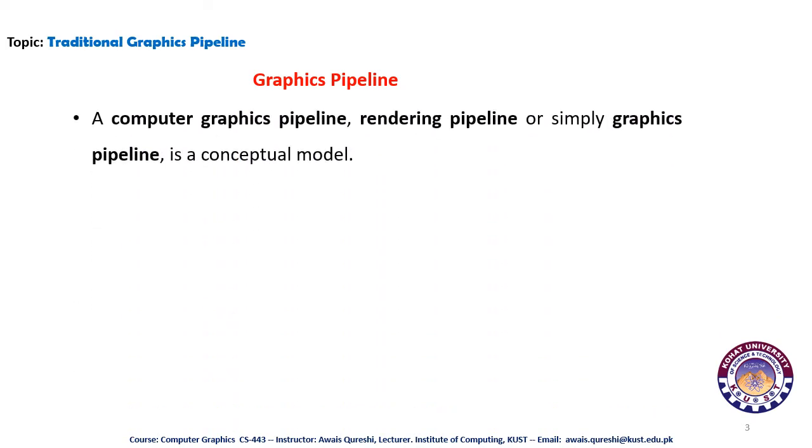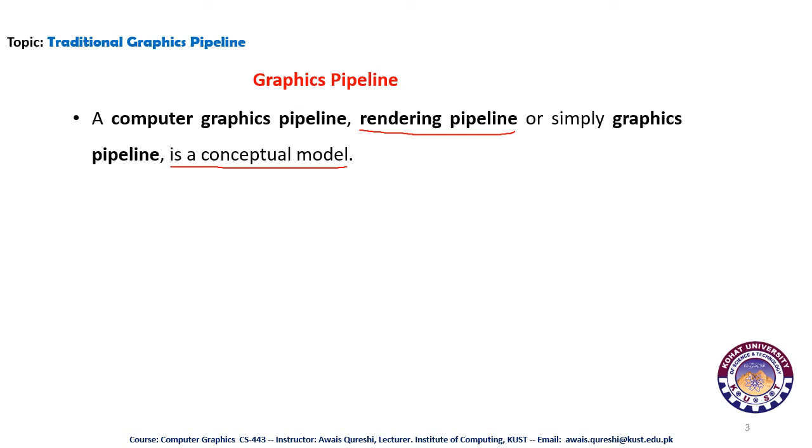So what is a graphics pipeline? Computer graphics pipeline, it is also called the rendering pipeline, or simply the graphics pipeline. It is a conceptual model. This means when an object passes through this pipeline, some transformations take place, and after that process, an object is able to be rendered on the screen. So this is the concept of the pipeline.